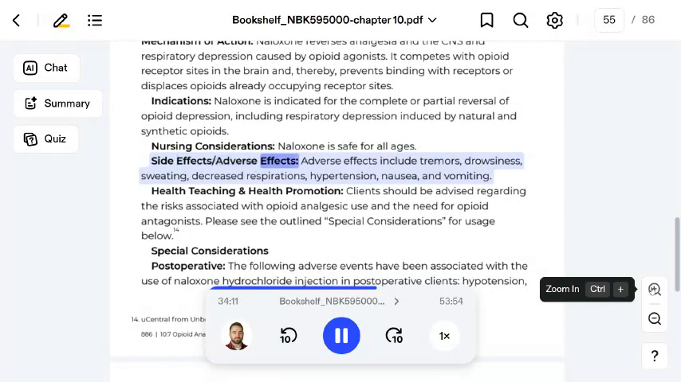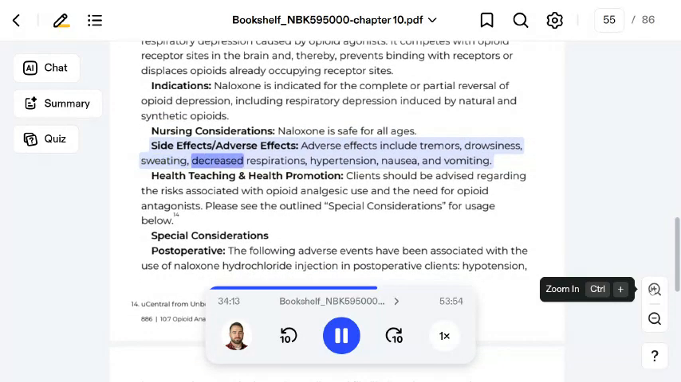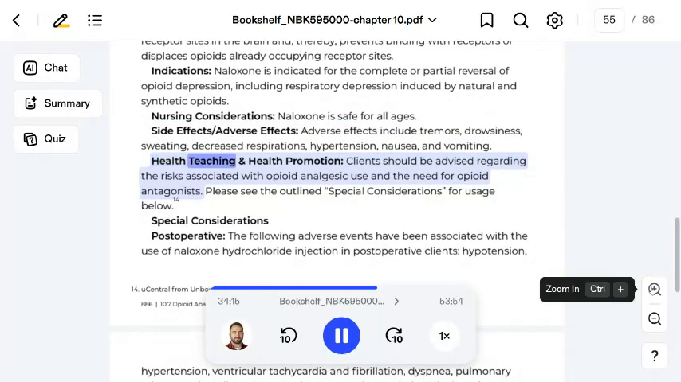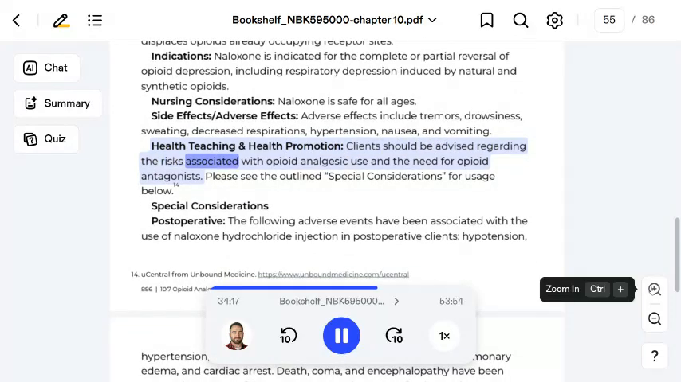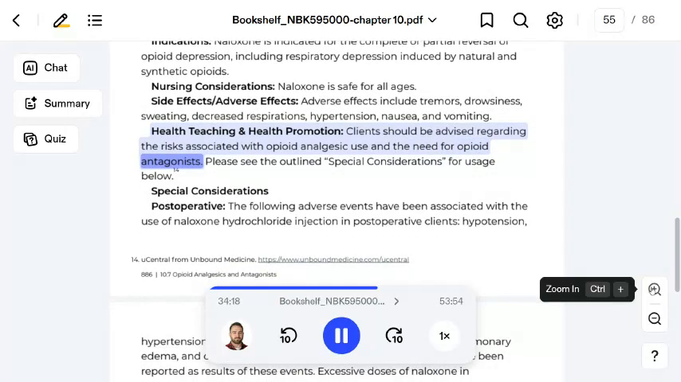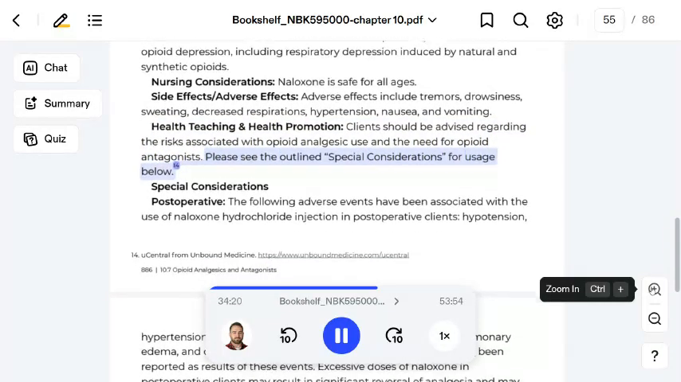Side effects: adverse effects. Adverse effects include tremors, drowsiness, sweating, decreased respirations, hypertension, nausea, and vomiting. Health teaching and health promotion. Clients should be advised regarding the risks associated with opioid analgesic use and the need for opioid antagonists. Please see the outlined special considerations for usage below.